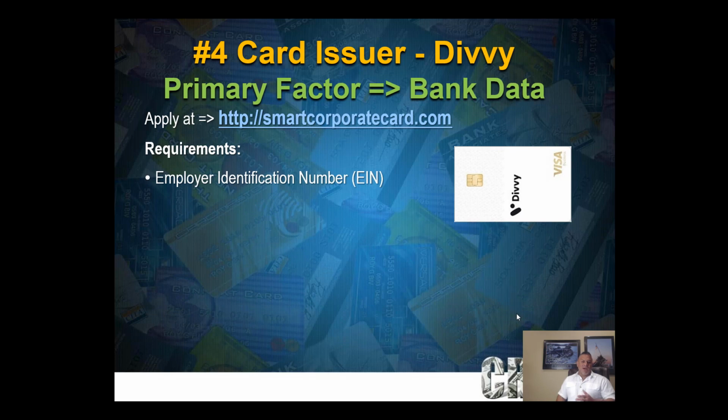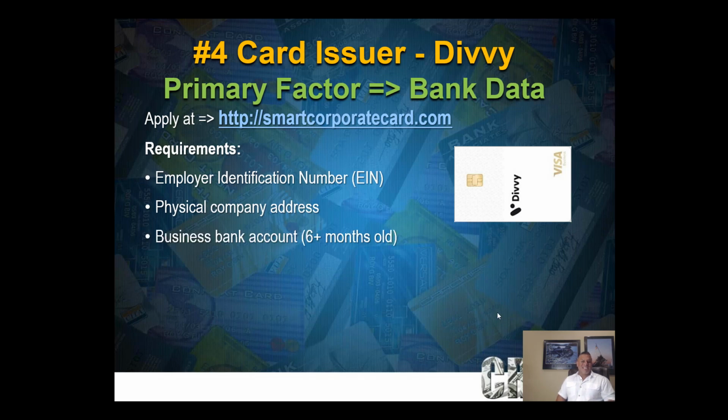The other requirements they're looking at to get you approved for this particular card are an EIN, a physical company address, and a business bank account at least 6 months old. So you're seeing a lot of consistency with 6 months in business, which is not very long at all. And $5,000 in monthly deposits. That's where you want to be.